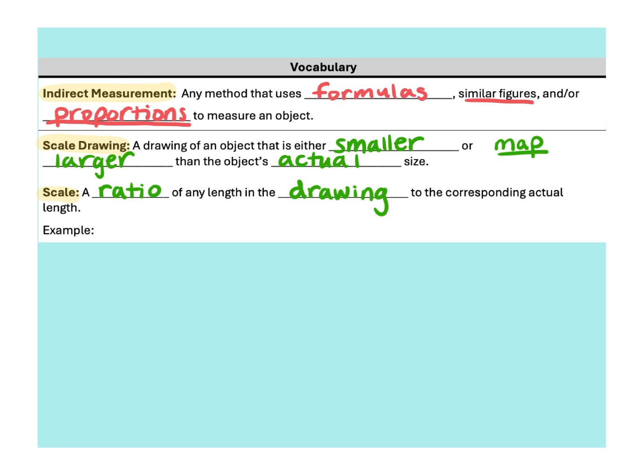So if I was to look at a map of Cottage Grove, we'd probably have a scale something like 1 centimeter corresponds to 2 miles. And that means that 1 centimeter on my map corresponds with 2 miles in real life.